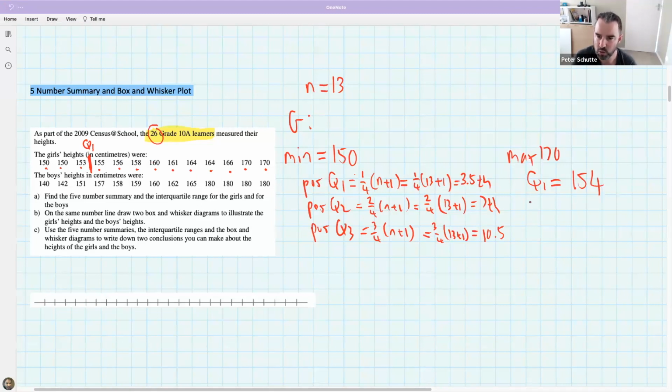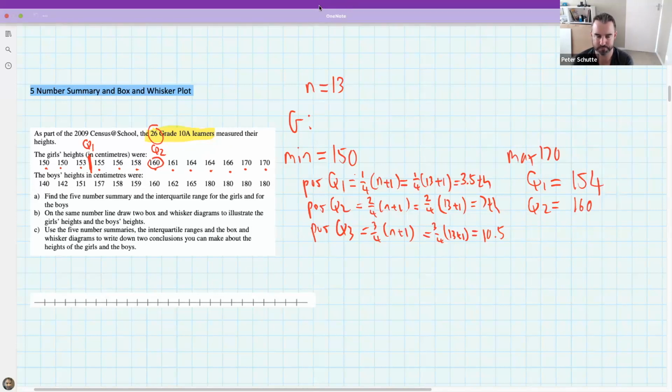What is Q2 for girls going to be? What's the actual value going to be? Or the median for girls? So I'll go 1, 2, 3, 4, 5, 6, 7. And that is going to be Q2. And so for me, I get 160. What about Q3 for girls? What do you think that's going to be?